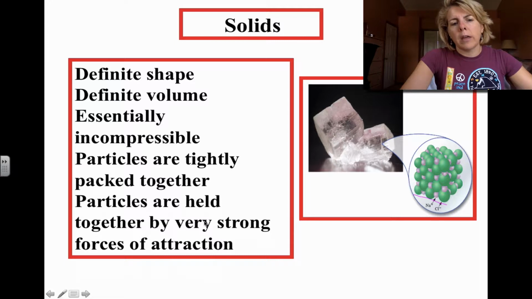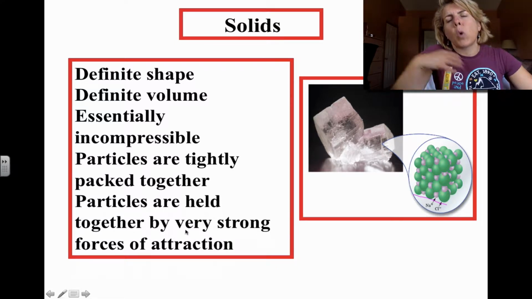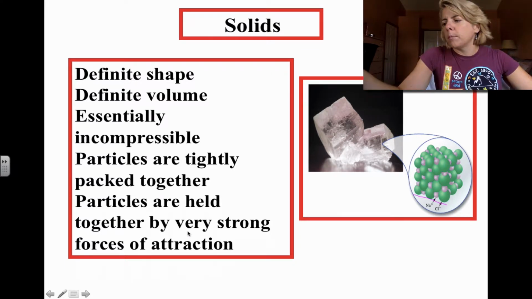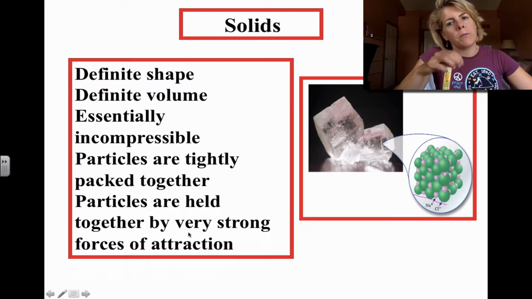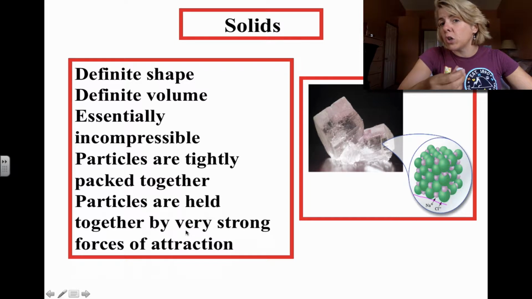Now, with solids, they have a very strong attraction, and eventually we'll start talking about that attraction. In order to get them to go into another phase, we have to overcome that force of attraction. So that's why some solids will melt faster than others, and that's because the attraction is weaker if they melt quicker.